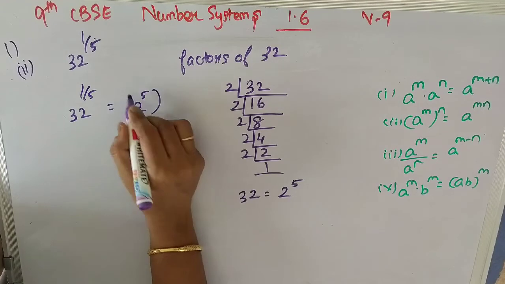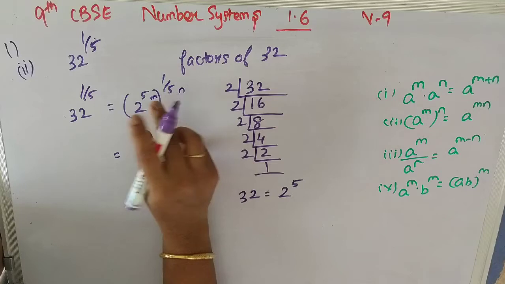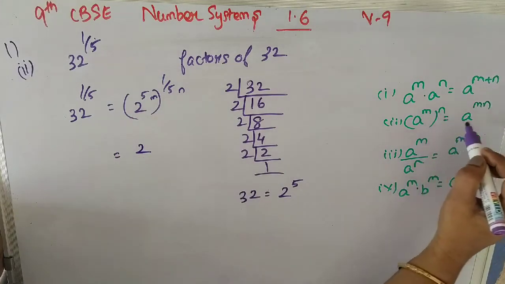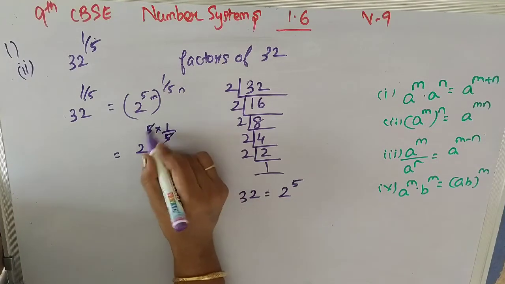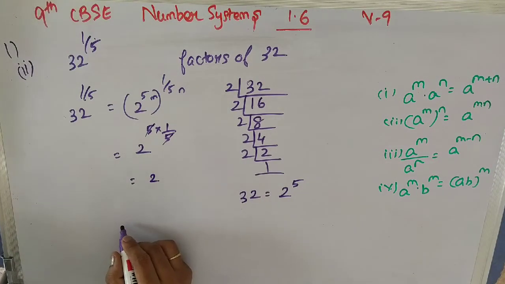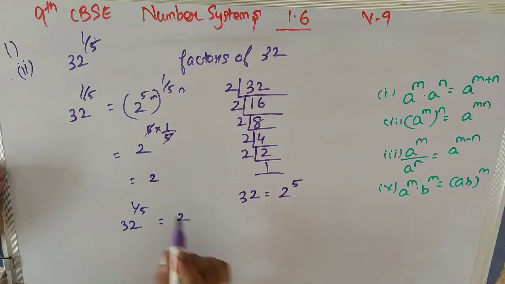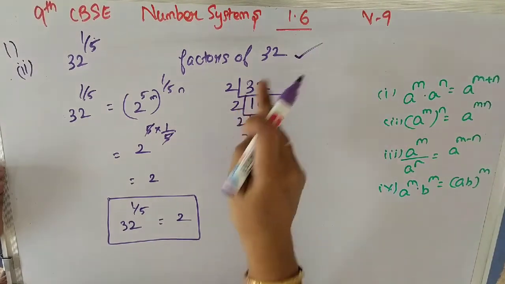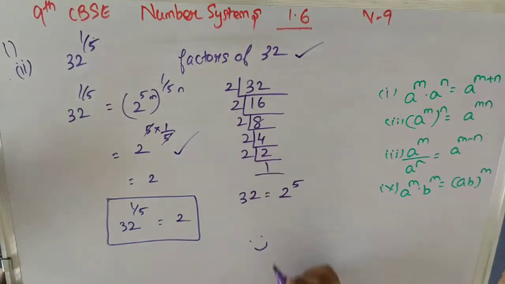So 32 power 1 by 5 is equal to 2 power 5 the whole power 1 by 5. This looks like the second law, a power m the whole power n, so I am going to multiply the powers, that is a power m into n. So 2 power 5 into 1 by 5, the 5s get cancelled and I get 2. So 32 the whole power 1 by 5 is equal to 2. Clear? The first thing we have to do is find the factors of 32 and replace the 32 in the question with those factors.